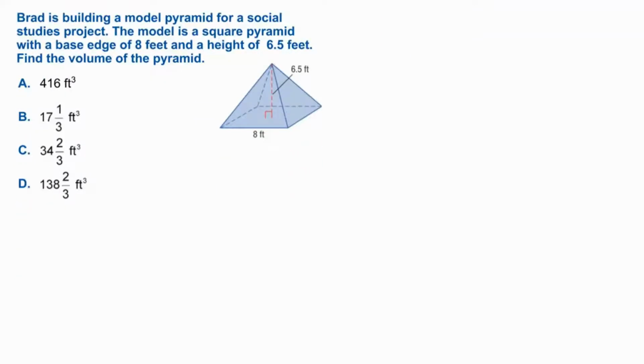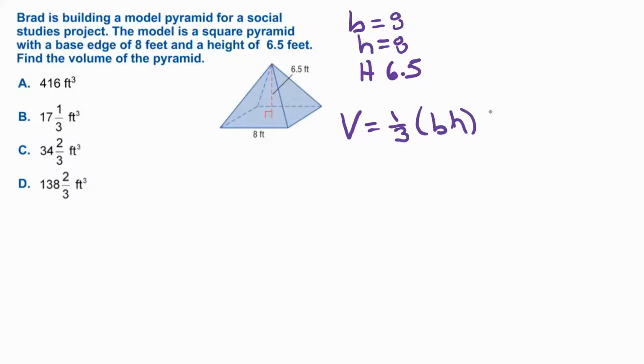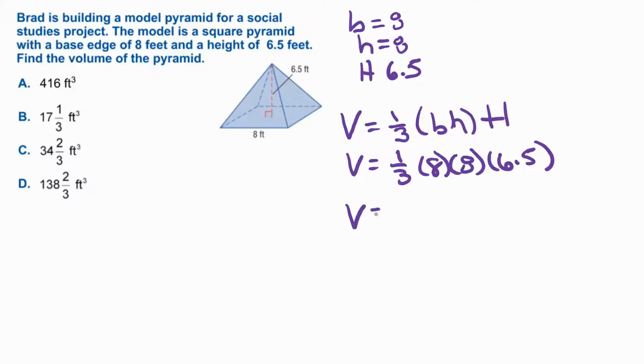Again, we have a square pyramid. The base has sides that are 8, and the height of the pyramid itself is 6.5. So volume equals 1/3. The area of the base would be base times height times the height of the pyramid. So that's 1/3 times 8 times 8 times 6.5. The volume would be 416 thirds, which is 138 2/3 feet cubed.